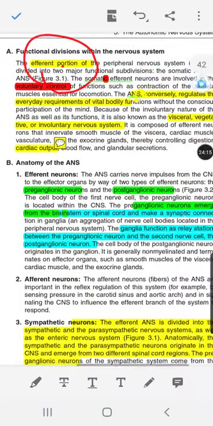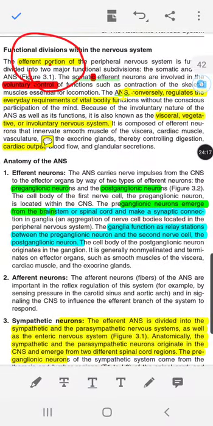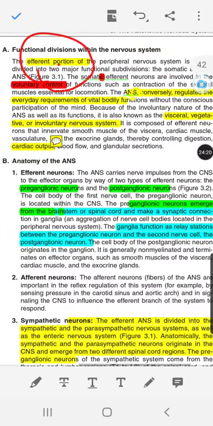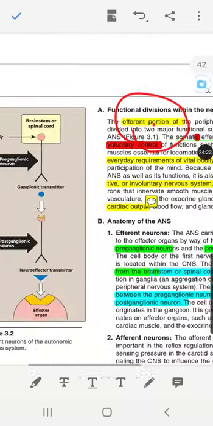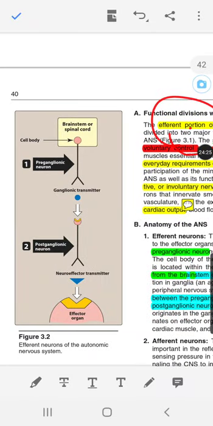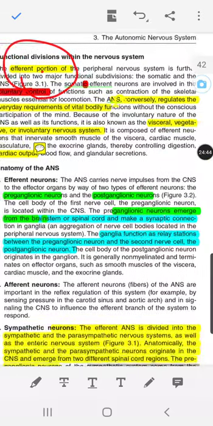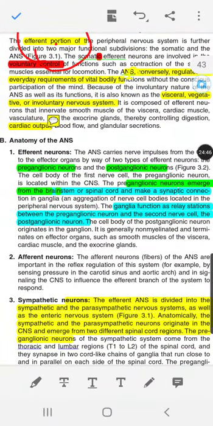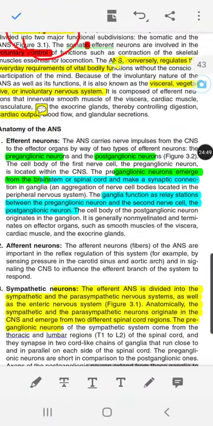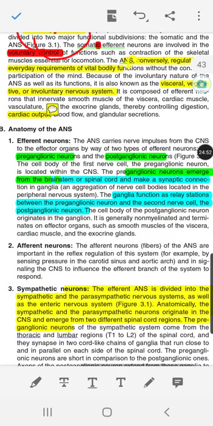And also we can say the aggregation of the cell bodies, and its function is as a relay station between the preganglionic and the postganglionic. Ganglia function as a relay station between the preganglionic and the postganglionic. The cell body of the postganglionic neurons originates in the ganglion.